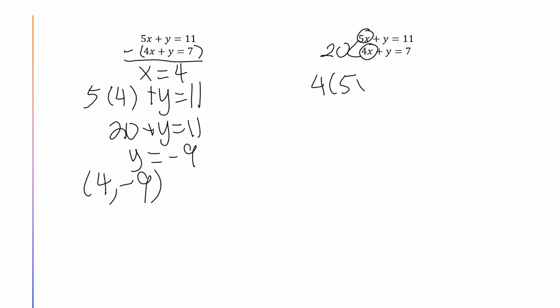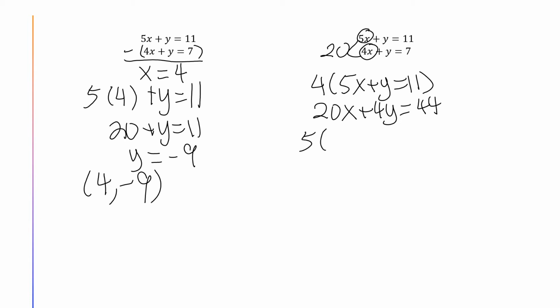So 4 times 5x plus y equals 11. That gives us 20x plus 4y equals 44. In the second equation, to get 20x, we would have to multiply by 5. So 5 times 4x plus y equals 7. That gives us 20x plus 5y equals 35.